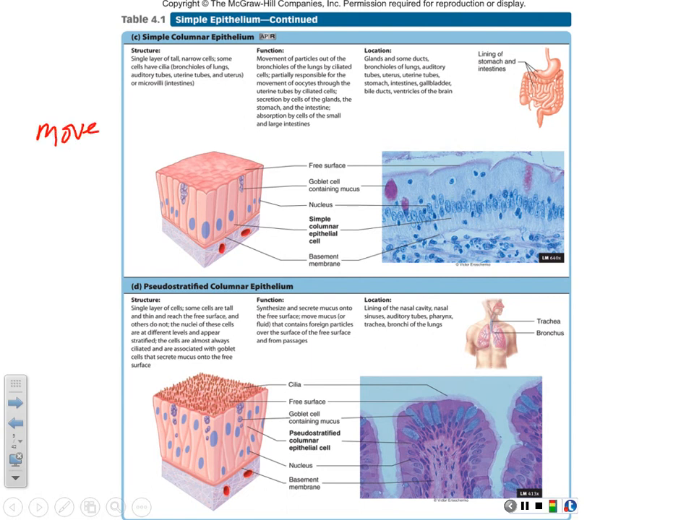So these long ones with cilia move substances on the surface, and it is columnar. But the important feature of this is that some of them are ciliated. They've got cilia on them to move those.